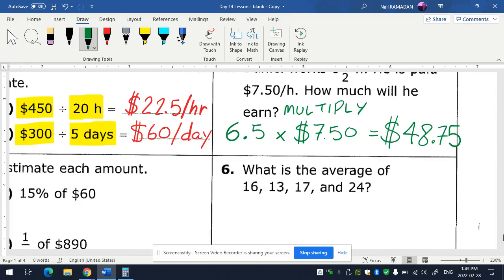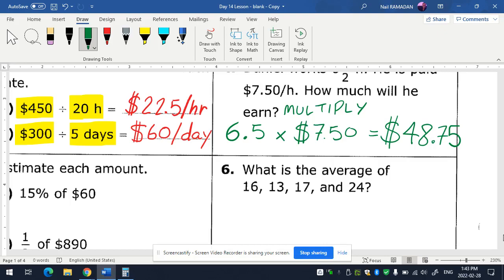Okay, what's the average of 16, 13, 17, and 24? Now, what real situation could this actually reflect? I don't know. Maybe you're playing some kind of board game, and your first score for the first round was 16, second score was 13, third score was 17, last score was 24. So on average, how much were you scoring each round?